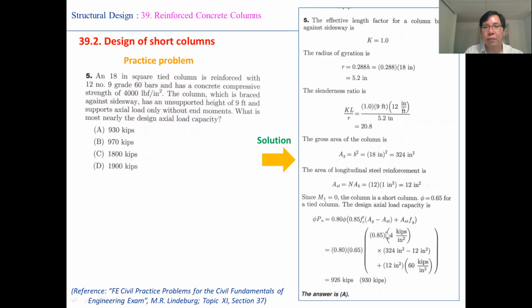And after you can calculate the design axial load capacity of this column by this equation, and you can find the result of the problem. Phi times Pn equal to 926 kips. So when you compare the final result with the options, you can find that the good answer is B.